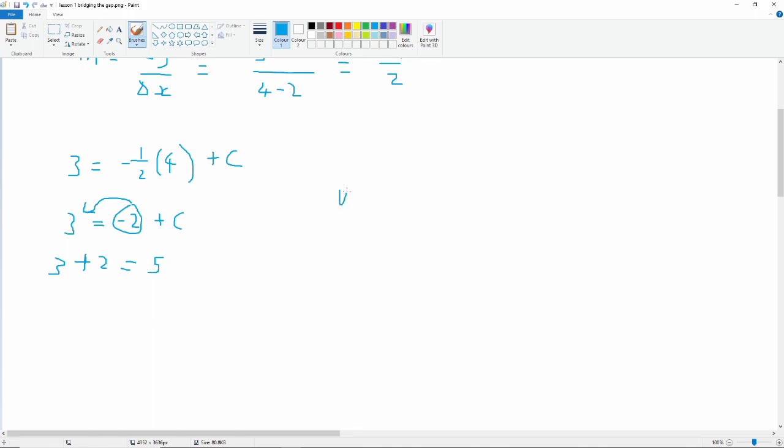So y equals negative 1/2 x plus 5. We can rearrange that in any way that suits us, but this is in slope intercept form, which is the way we want it.